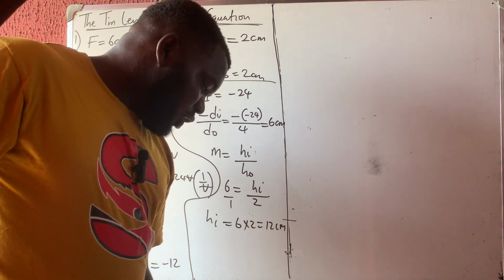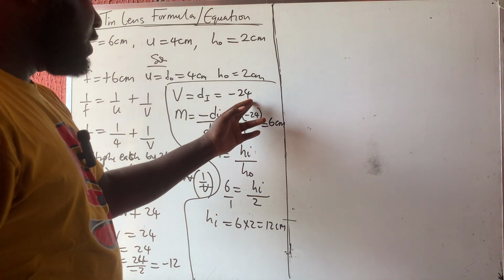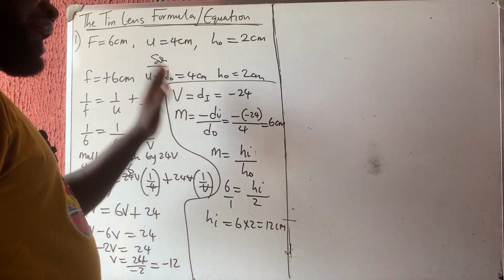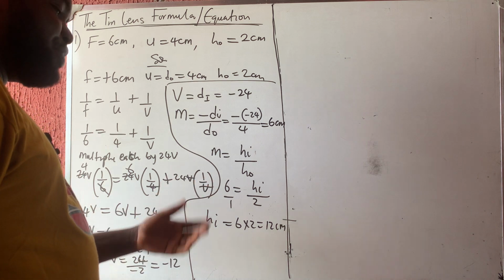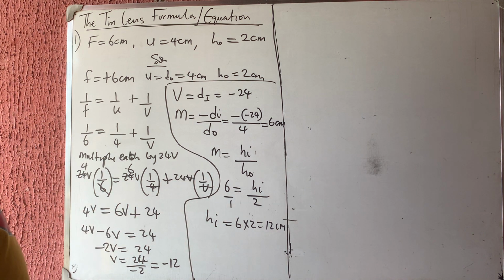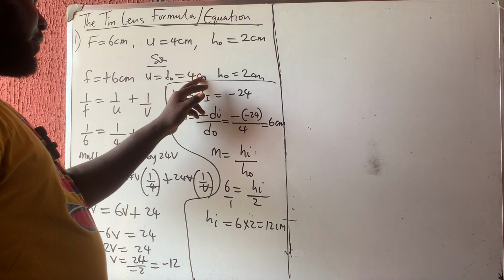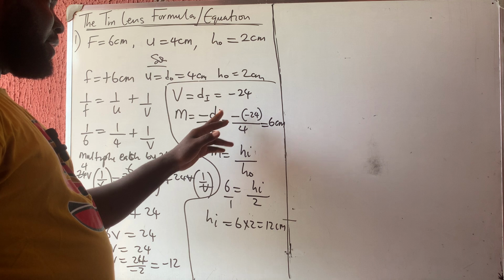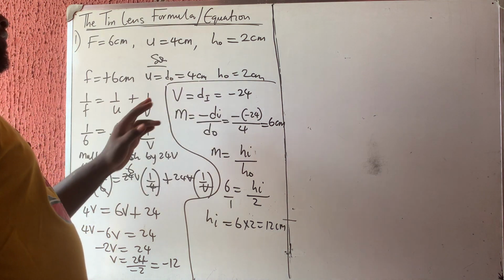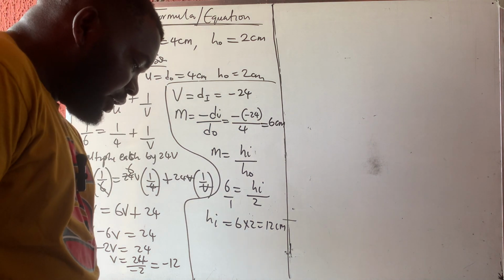They now say where is the image formed? The image, if you look at this, is negative. The image is formed at the left hand side. It could be behind the object. Let us even see if it is really behind the object. The object distance is 4, and the image distance is minus 24. So I think it is even behind it. Yes, the image is formed behind this man.